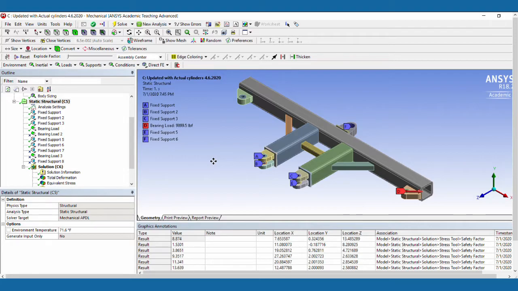As seen in the display, there are the five fixed supports as well as a force that is given off from the hydraulic cylinder at the angled clevis mouth.